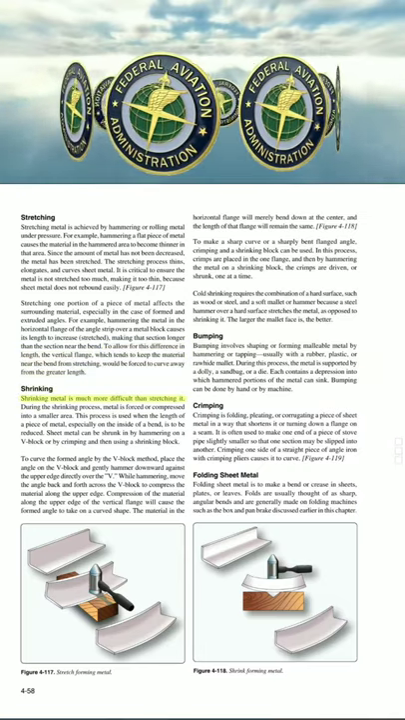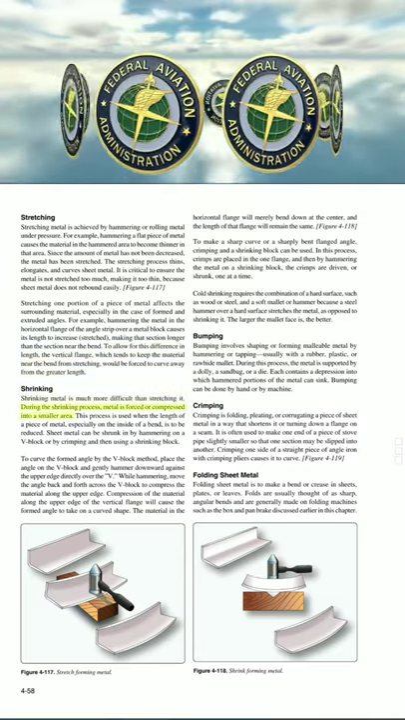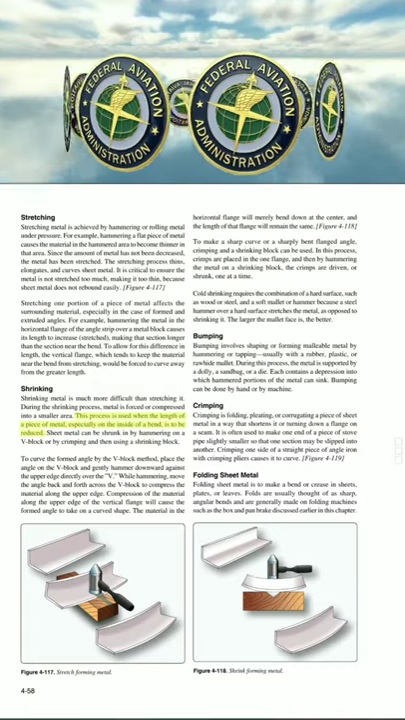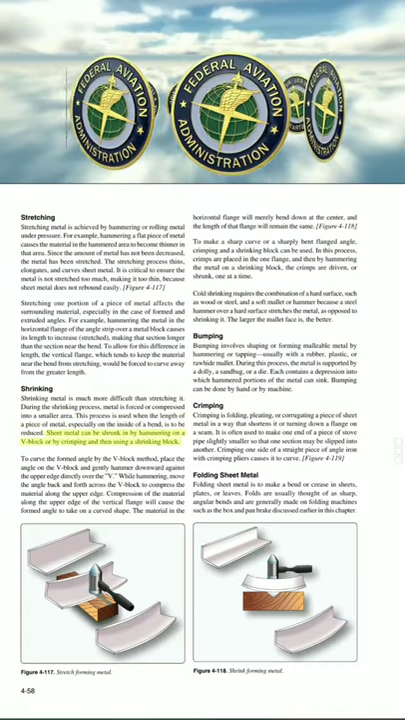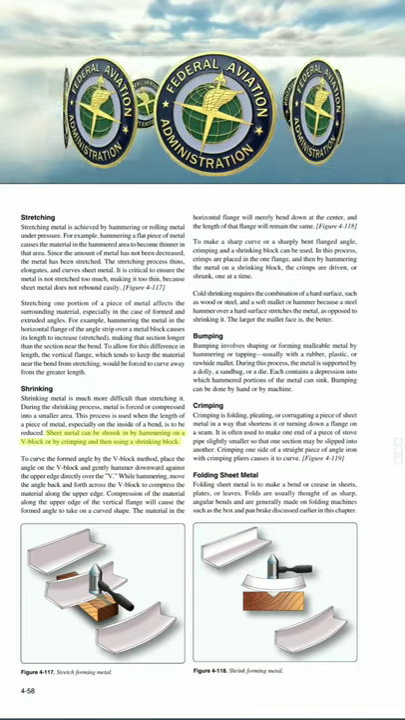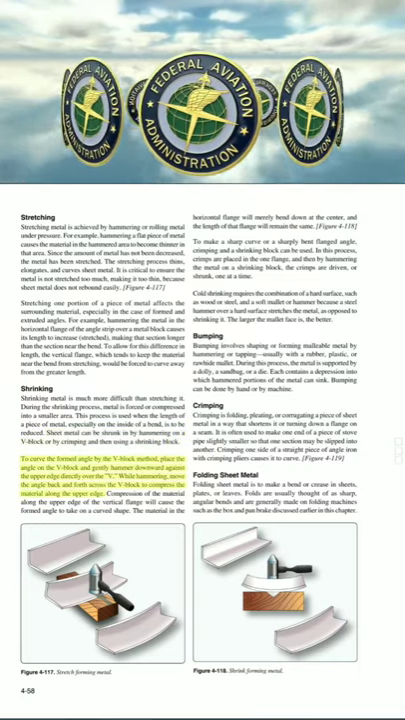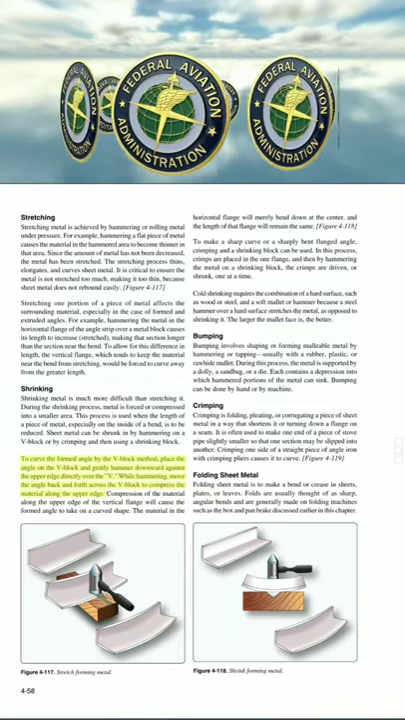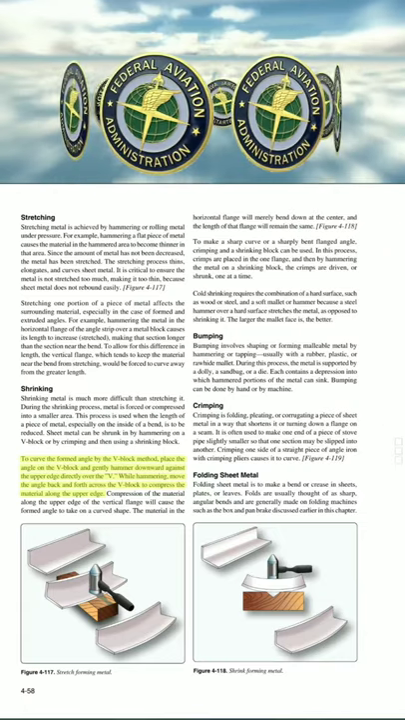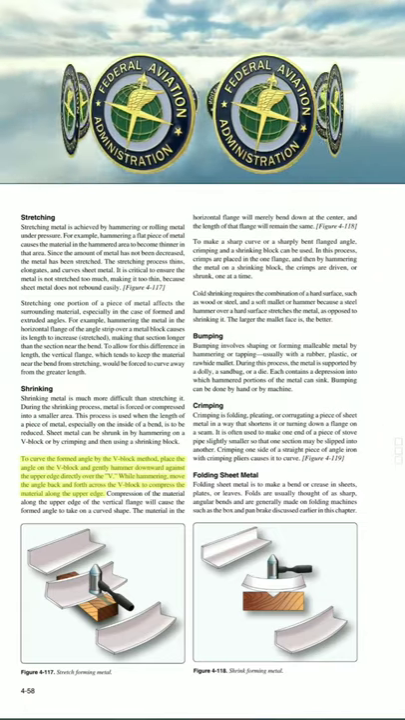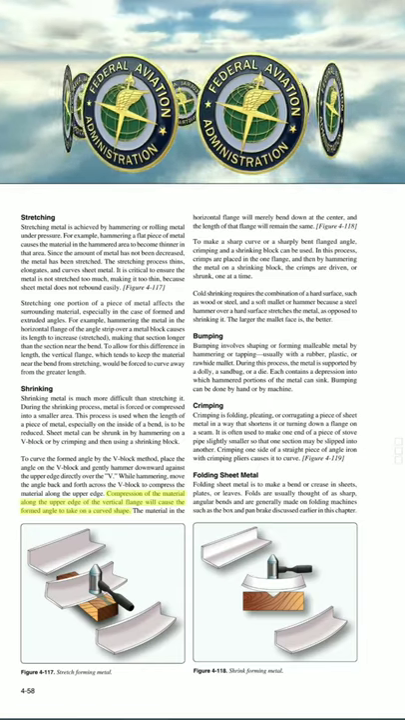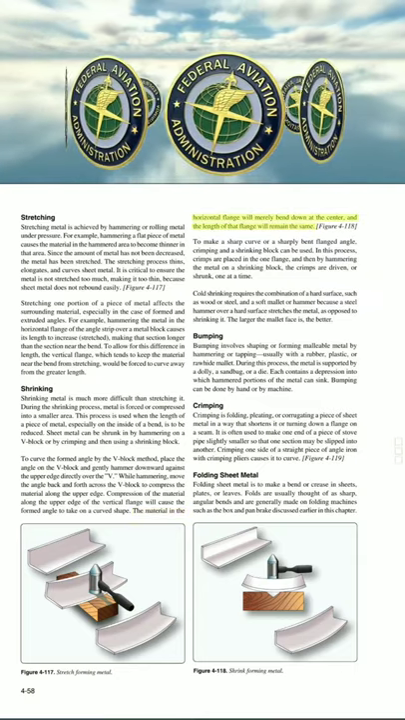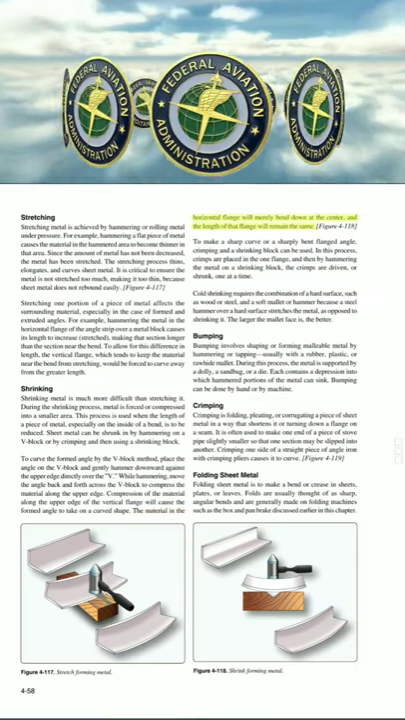Shrinking. Shrinking metal is much more difficult than stretching it. During the shrinking process, metal is forced or compressed into a smaller area. This process is used when the length of a piece of metal, especially on the inside of a bend, is to be reduced. Sheet metal can be shrunk by hammering on the V-block, or by crimping and then using a shrinking block. To curve the formed angle by the V-block method, place the angle on the V-block, and gently hammer downward against the upper edge directly over the V. While hammering, move the angle back and forth across the V-block to compress the material along the upper edge. Compression of the material along the upper edge of the vertical flange will cause the formed angle to take on the curved shape. The material in the horizontal flange will merely bend down at the center, and the length of that flange will remain the same.